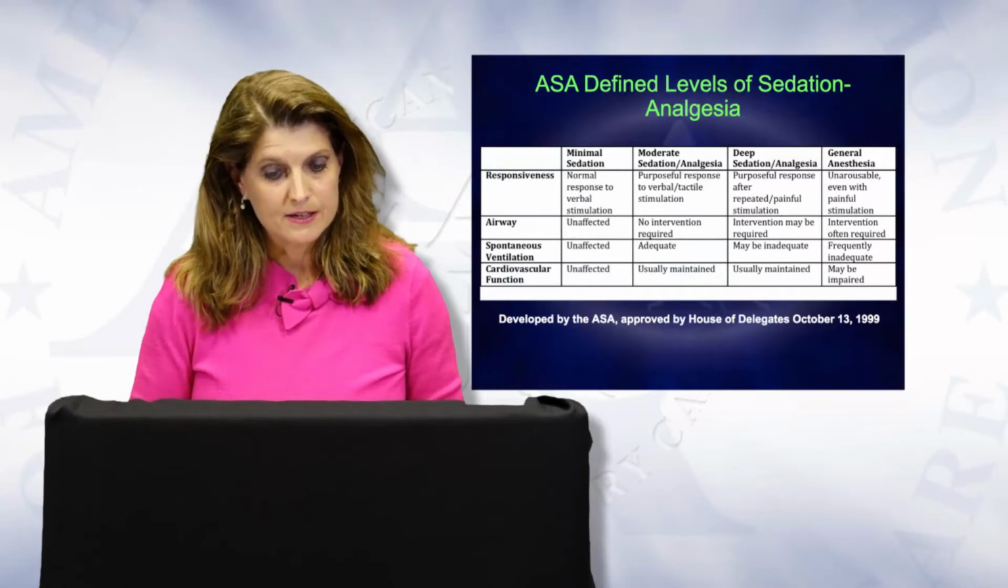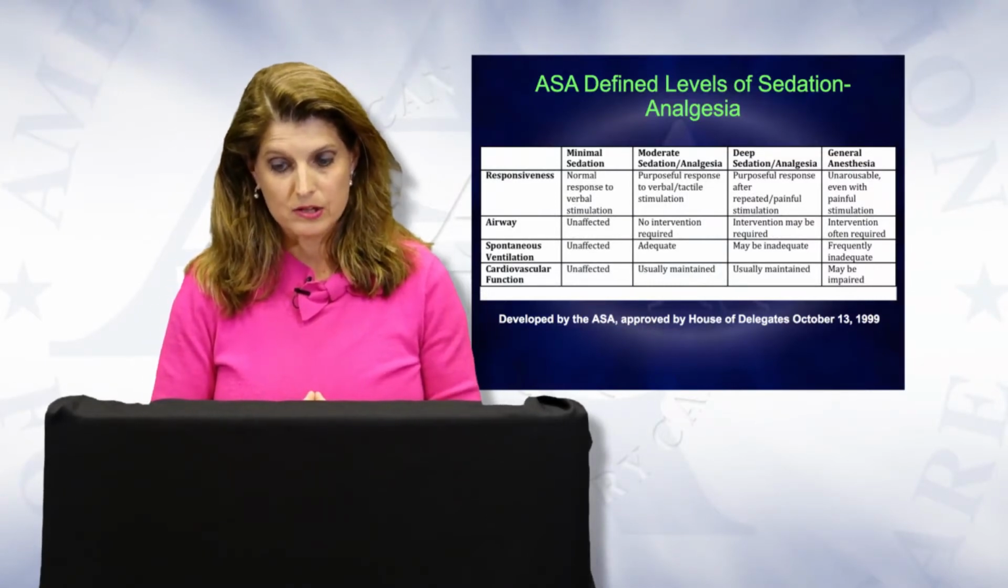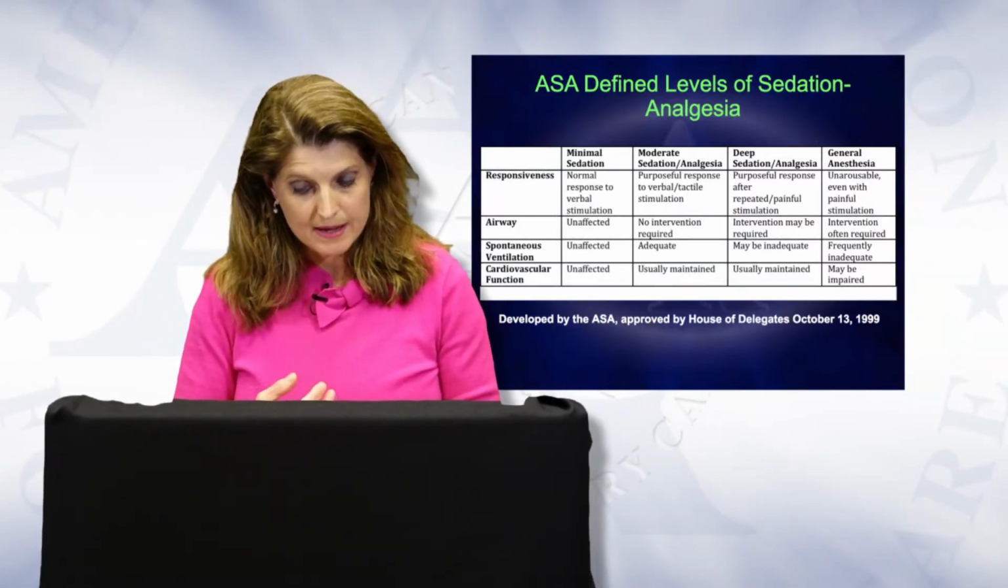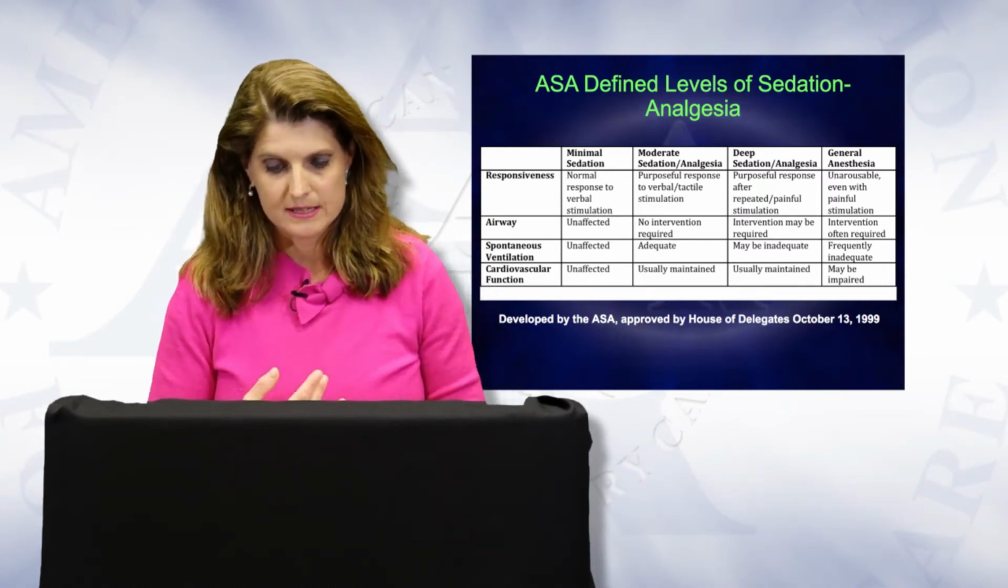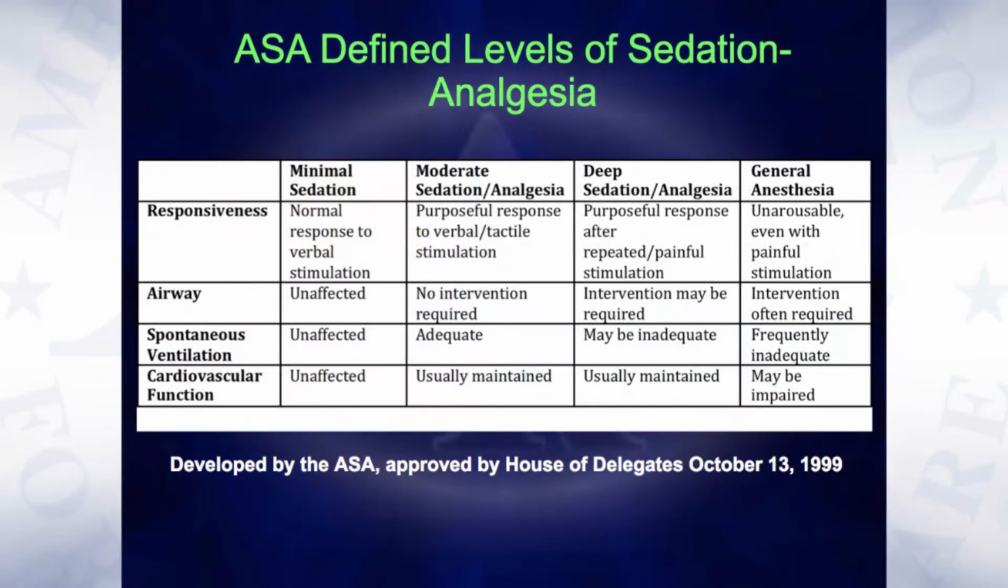Now this slide defines the ASA-defined levels of sedation and analgesia. It was developed by the ASA and approved by the House of Delegates on October 13, 1999. We can see there are 4 columns: minimal sedation, moderate sedation, deep sedation, and general anesthesia. And minimal sedation is not an issue.